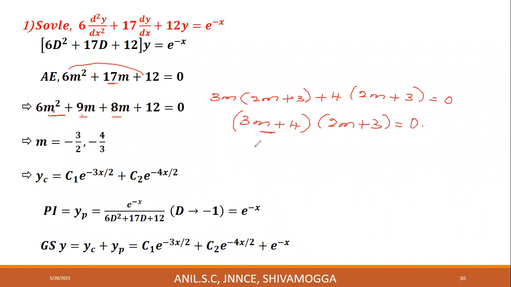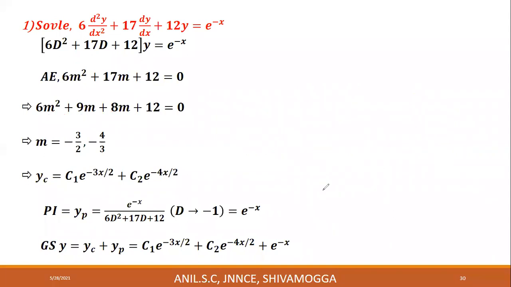3m plus 4 is equal to 0 implies m is equal to minus 4 by 3. 2m plus 3 is equal to 0 implies m is equal to minus 3 by 2. That's what I have written here. Now write the complementary solution. You know how to write it. Both the roots are real and distinct.